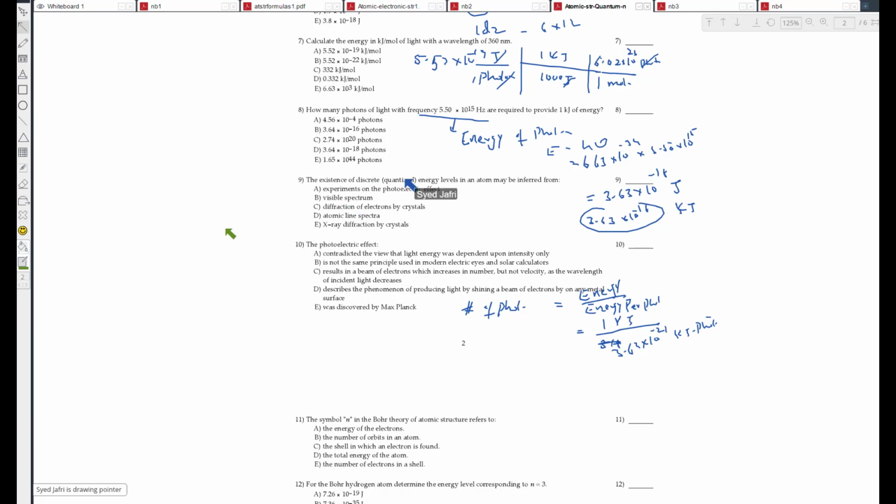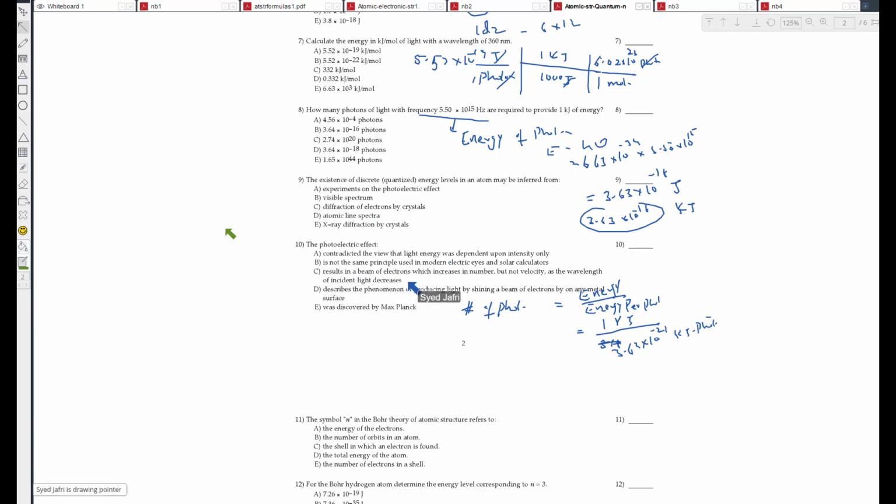Because by using the quantized energy, we explain the photoelectric effect. And the visible spectrum is not saying this is quantized. Diffraction has nothing to do with this. Atomic line spectrum, because it says quantized. Why? Because only certain energy levels you will get value. So the idea of quantized comes from here. Like atomic line spectra, how much energy is coming out, we always get multiple discrete values from here.